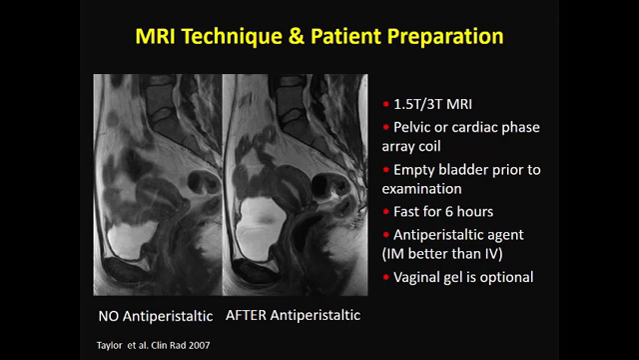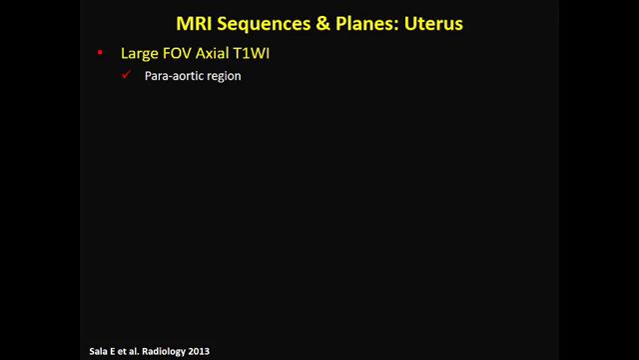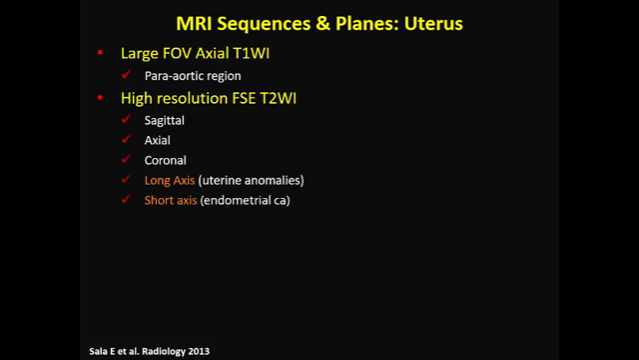So what planes do we use? For the uterus, we start with large field of view axial T1 weighted images. We want to look at the para-aortic region, especially in case of malignancy, as well as in the case of uterine anomalies, you want to make sure that both kidneys are present. Then we do the high-resolution T2 weighted images on the sagittal, axial, and coronal plane, especially for the benign conditions. For uterine anomalies, we use the long axis, so parallel to the plane of the uterine cavity, or a short axis in case of endometrial cancer, which is perpendicular to the plane of the uterine cavity, and I'm going to illustrate those planes to you in a minute.